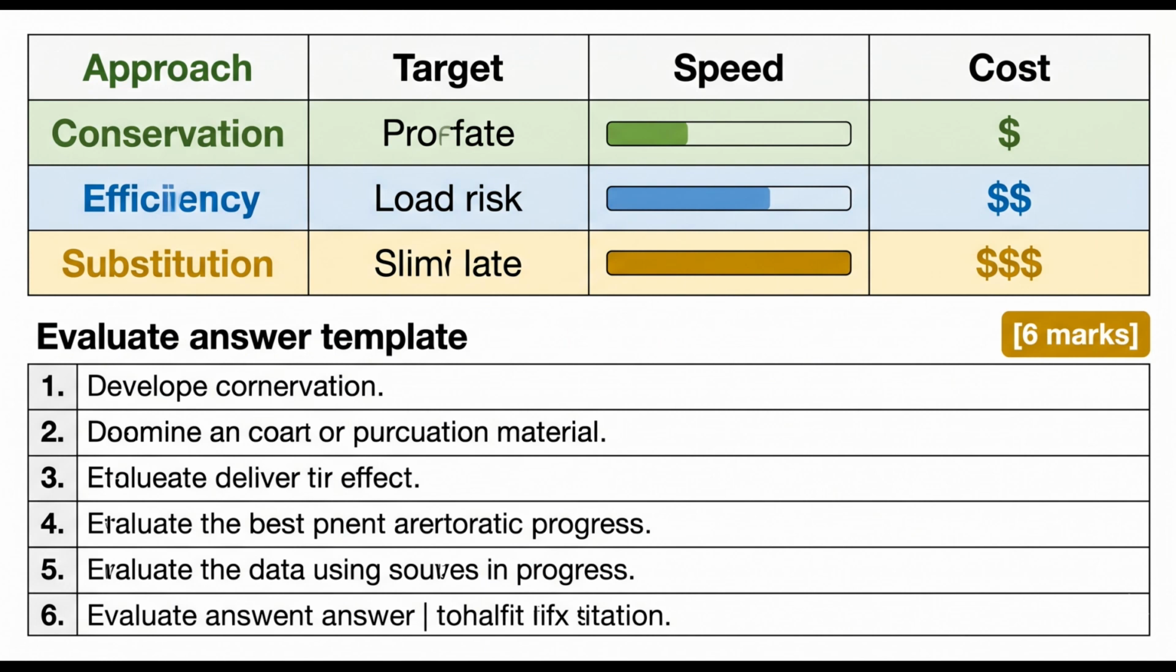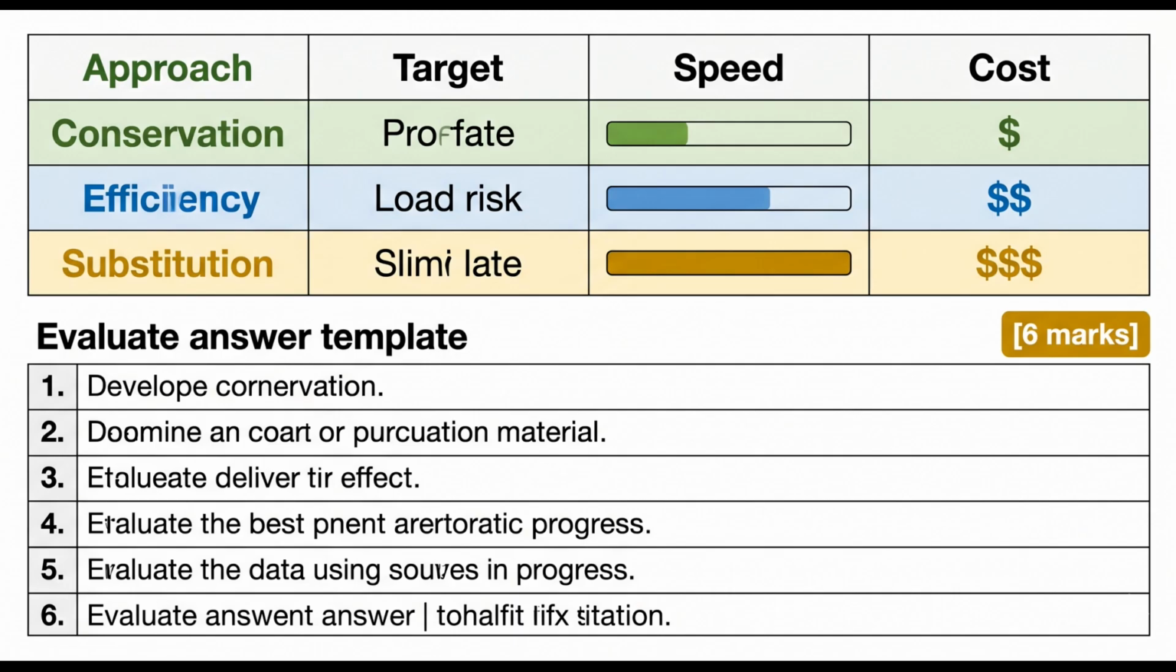Conservation targets the rate of depletion, medium-term impact, low to medium cost. Efficiency targets how much of the resource is consumed, immediate impact, low to medium cost. Substitution targets the resource itself, replaces it with a renewable alternative. Long-term impact, high initial cost.